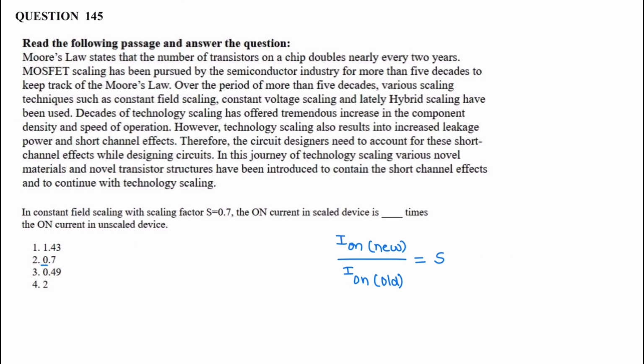Question number 145. In constant field scaling with scaling factor of 0.7, the on current in the scaled device is dash times the on current in the unscaled device. The on current in the scaled device is S times the on current in the unscaled device. Here the scaling factor is 0.7 as given in the question. Correct answer is option 2.